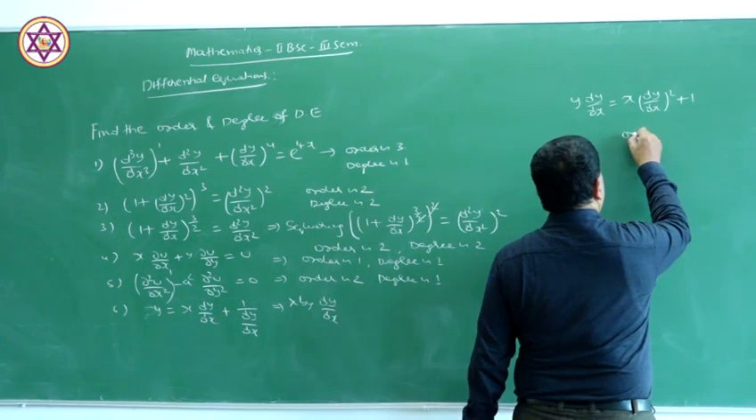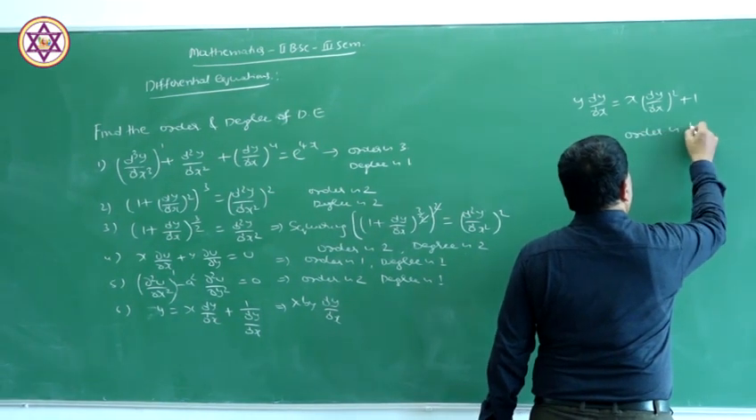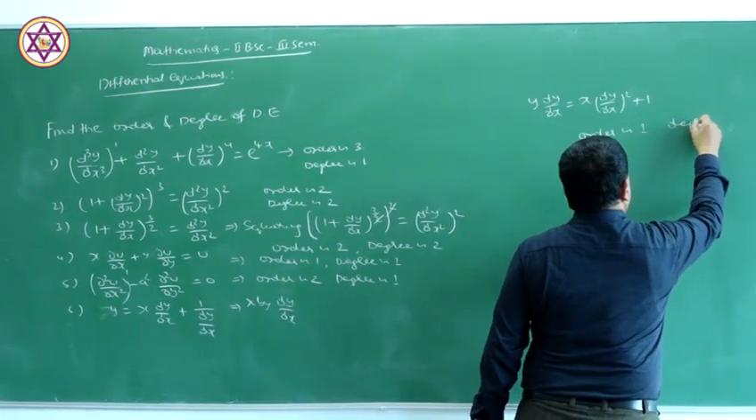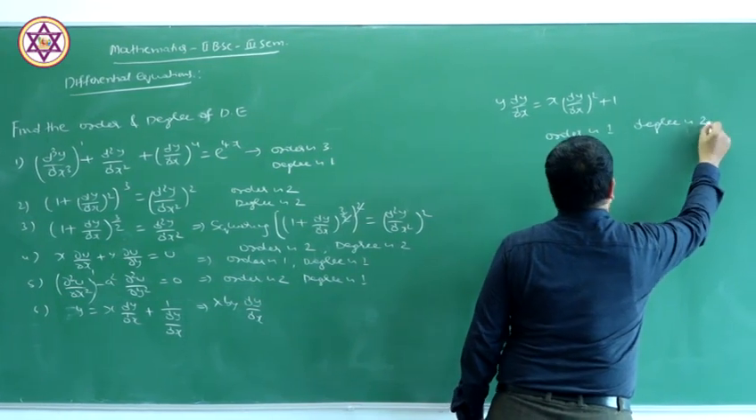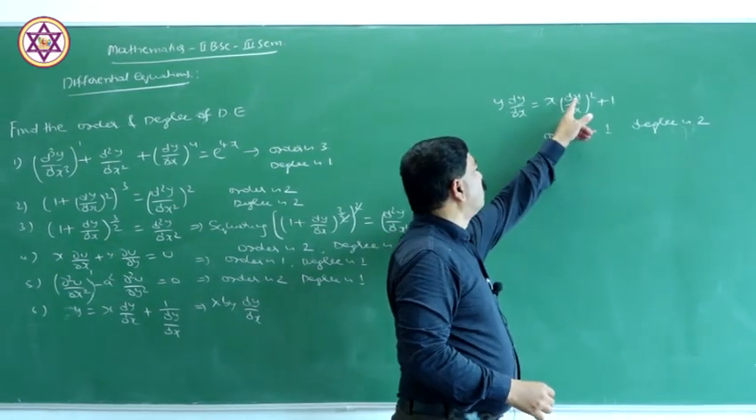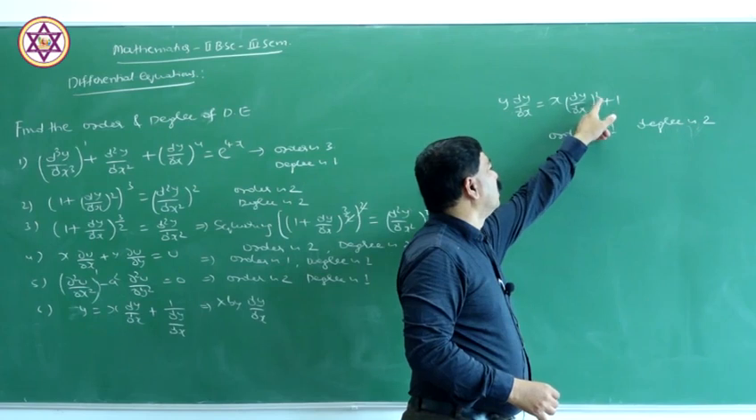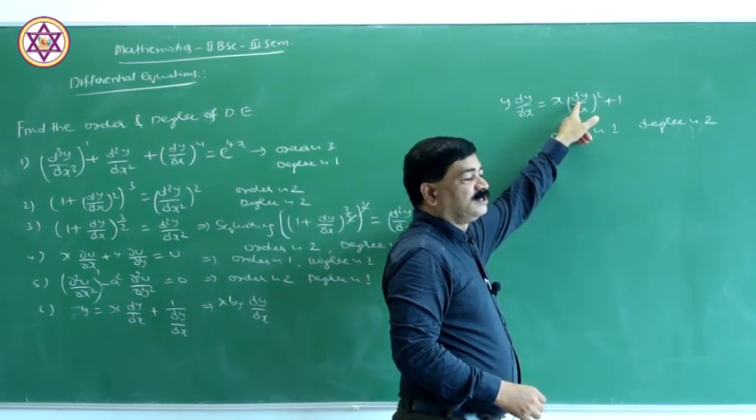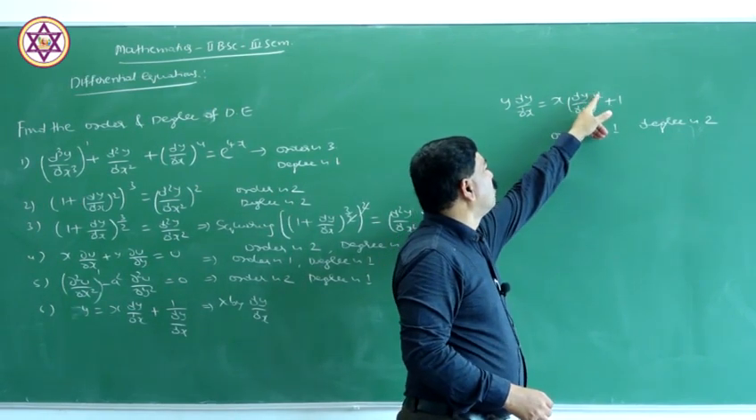So here the order is 1, but the degree is 2. Here the first derivative is (dy/dx) squared, so the order is 1, since this one is a first derivative. Here the power is 2.